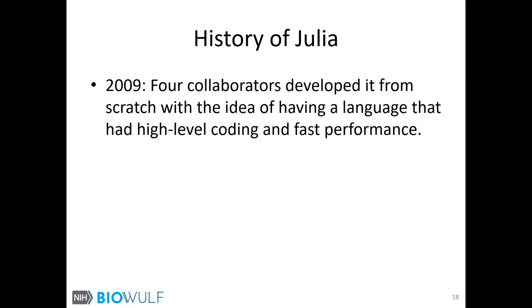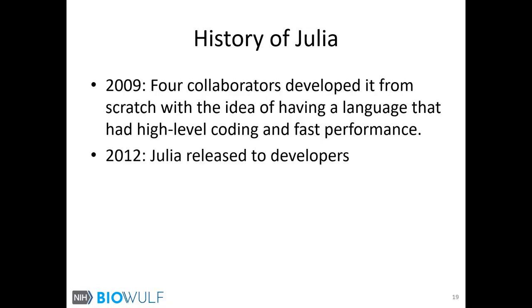So the history of Julia. Julia only started in 2009, so it was fairly recently compared to the others. This was the idea of 4 collaborators who, as I mentioned before, wanted to create a language that had a high level syntax and at the same time fast performance. Like they say, they wanted something that was as easy to code as Python and ran as fast as C.